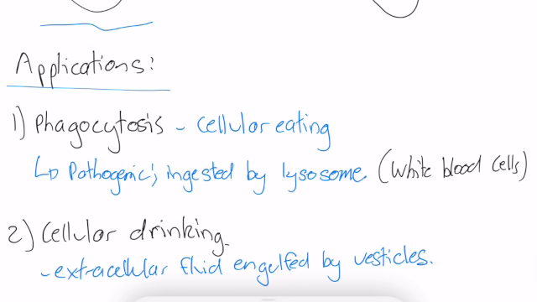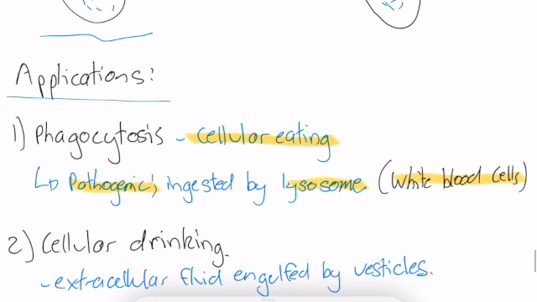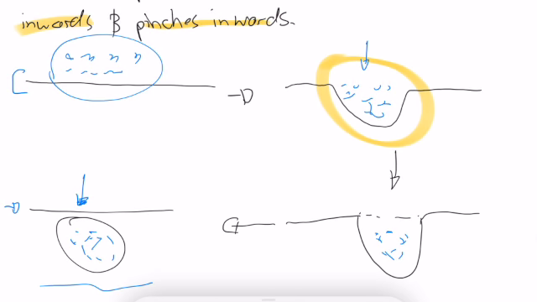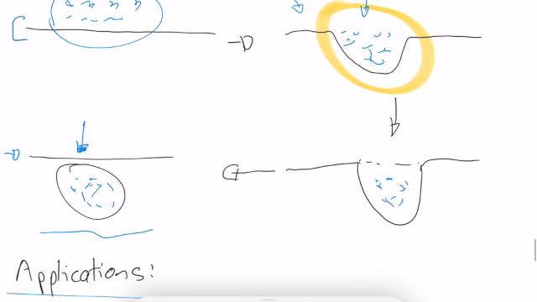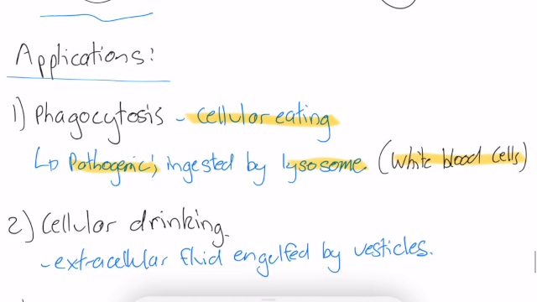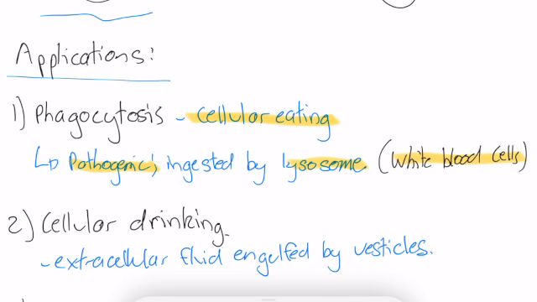The first one is phagocytosis, which is your cellular eating. A very common example for this is white blood cells, and we know that they can ingest pathogenic material to then be ingested by the lysosomes. So this relies on this method of endocytosis to bring in that pathogen in the form of a vesicle, such that it can then be effectively transported into the lysosome.